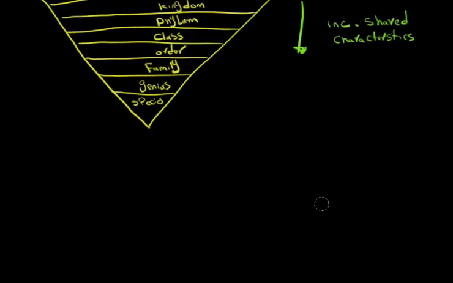A domain contains many different organisms, many different members, but they have fewer shared characteristics between them. A class, for example, would contain far fewer members, but they would have more similar shared characteristics. So as we go down the pyramid, there is an increase in shared characteristics.